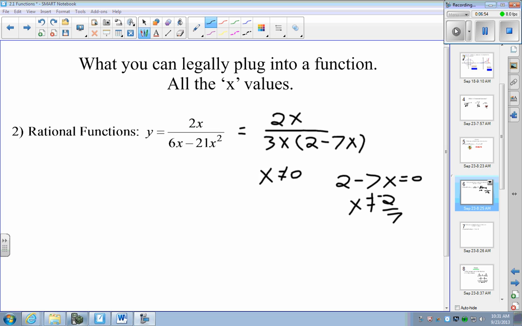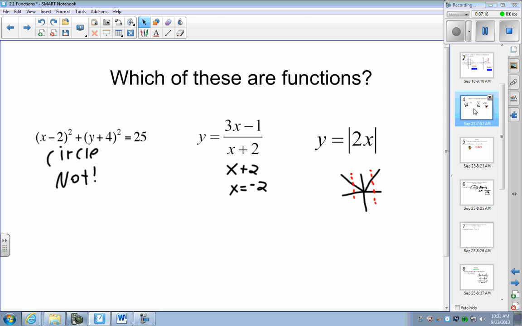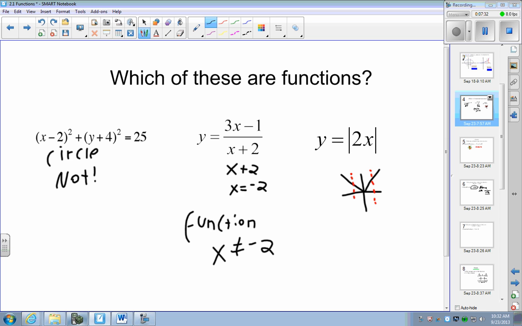However, for the rest of x, for x less than 0 and x not equal to negative 2 over 7, our function right here will actually be a function as long as x doesn't equal 0 and x does not equal negative 2 over 7. And so if we go back to this one over here, this is a function as long as x does not equal 0, or I'm sorry, negative 2. Okay.